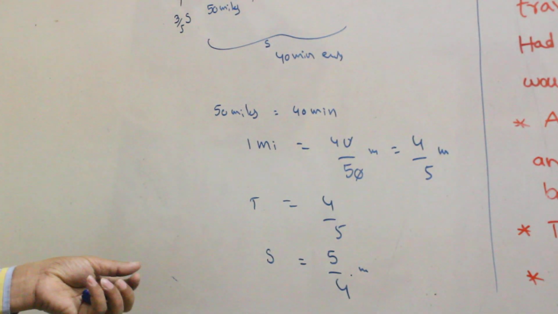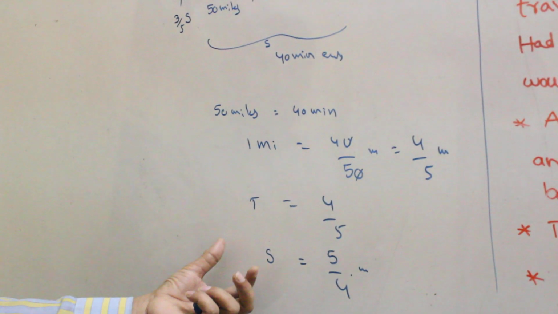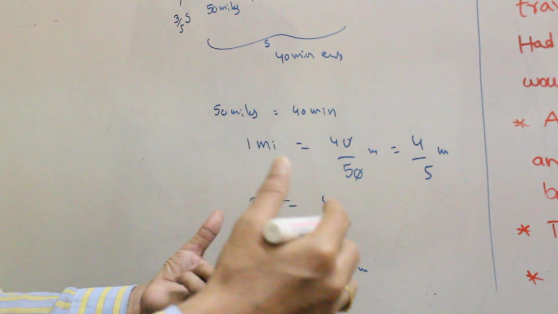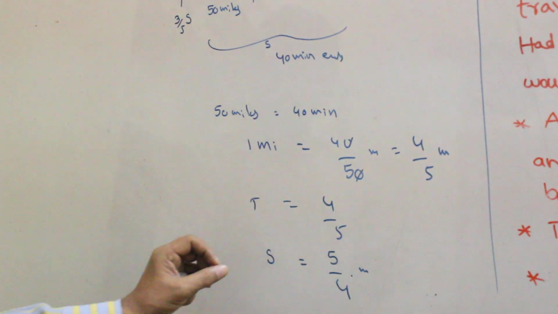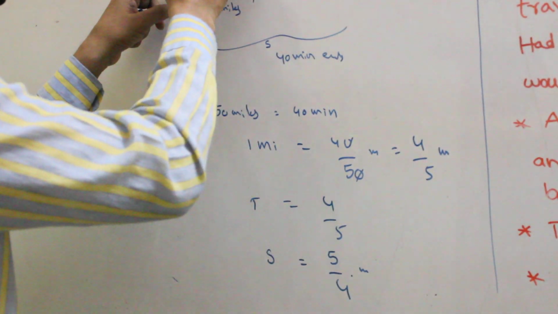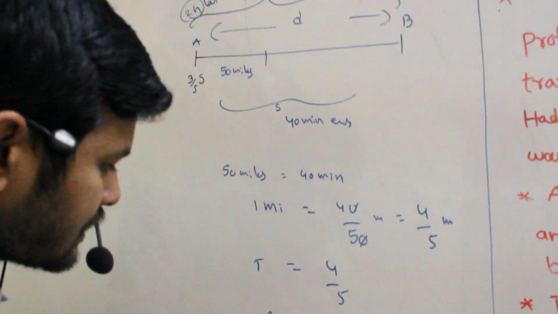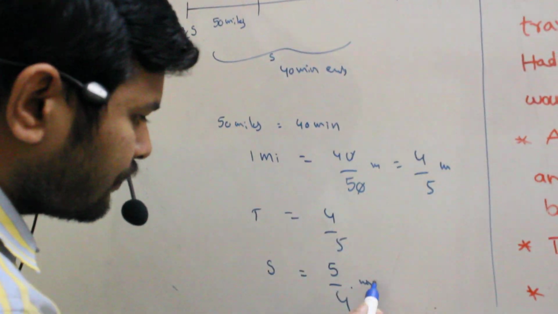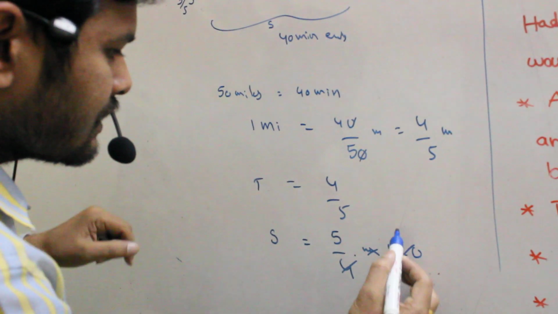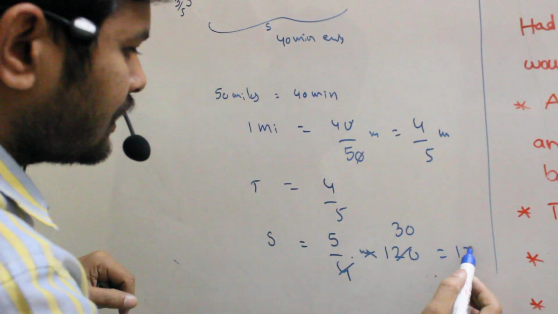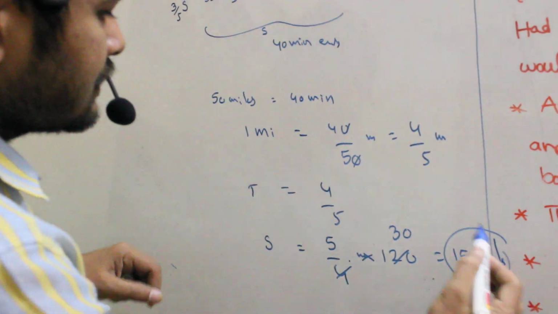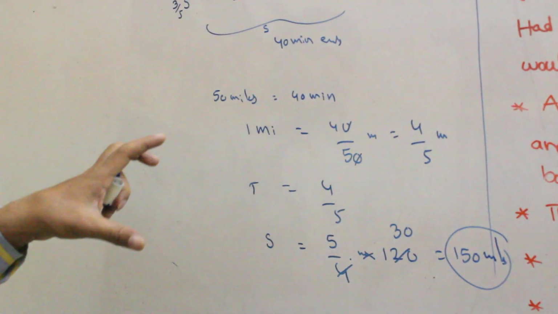Do you know what is the formula? Distance equals speed into time, speed equals distance by time, time equals distance by speed. Using this: actually, what is the late? 2 hours will be late. The speed is 5/4 into time. 2 hours means 120 minutes, 4 ones are 30, that equals 150 miles is the total distance. This is one method.